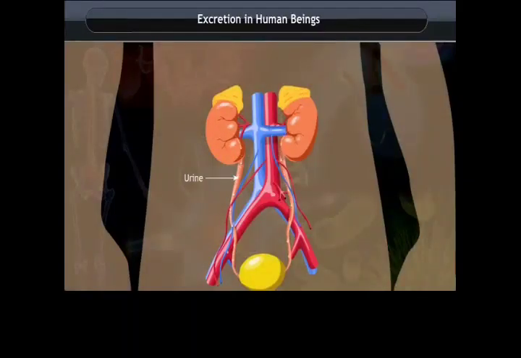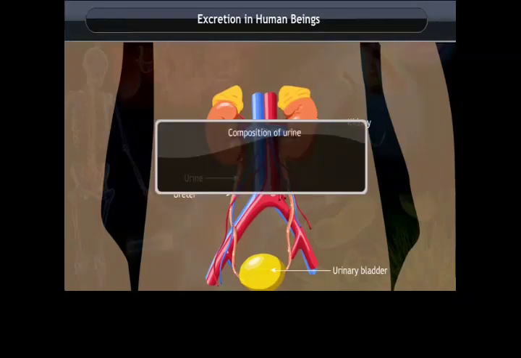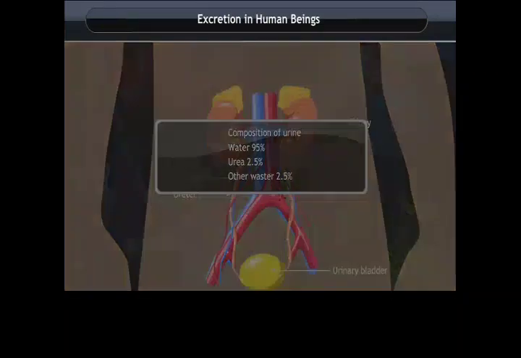The urine forming in each kidney eventually enters a long tube, the ureter, which connects the kidneys with the urinary bladder. Urine is stored in the urinary bladder until the pressure of the expanded bladder leads to the urge to pass it out through the urethra. The urine consists of 95% water, 2.5% urea and 2.5% other waste products.